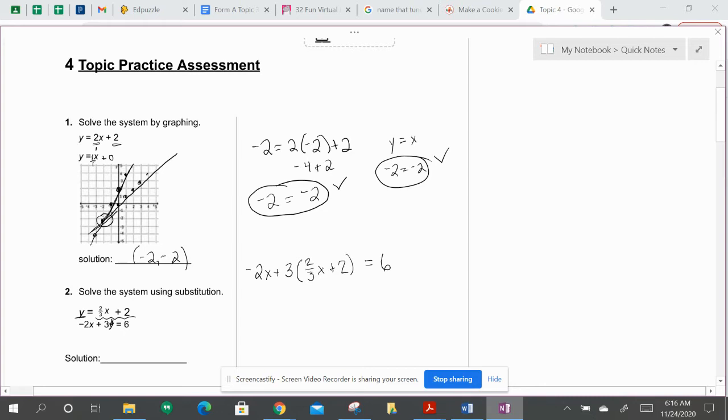Now solving, I have all just variable of x's, so I'm going to distribute and eliminate my parentheses. So I've got -2x, and then 3 times 2/3 is positive 2x, and 3 times 2 is positive 6, is equal to 6. Combining like terms, -2x, positive 2x, those just cancel out, and I'm left with just an equation of 6 equals 6. Because I eliminated all variables, I know this is one of my special cases, either no solutions or many solutions. And so I take a look at that answer, and 6 equals 6 makes sense. So that tells me that this is a many solutions.